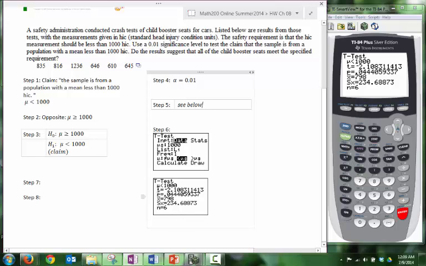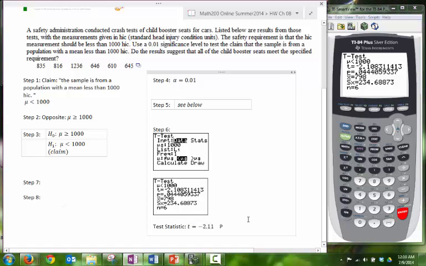We also have our test statistic, so let's make a note of that. And remember that this is a t-test statistic, so t is equal to negative 2.108. Let's call it 2.11. We also have our p-value given. And our p-value is 0.044.